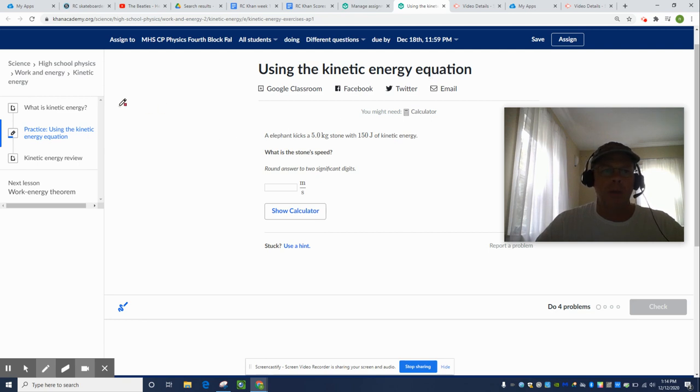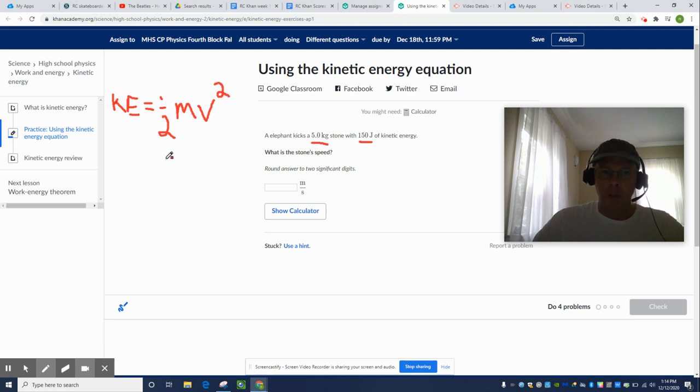I'd like to do a Khan Academy problem from the set called Using the Kinetic Energy Equation. So what is kinetic energy? Well, it's just energy of movement, and we say 1/2 mv squared. So this problem is telling us the kinetic energy and the mass, and we're going to solve for the motion. They say the speed, or you can say the absolute value of the velocity. Pardon my sloppiness. 1/2 mv squared is kinetic energy.